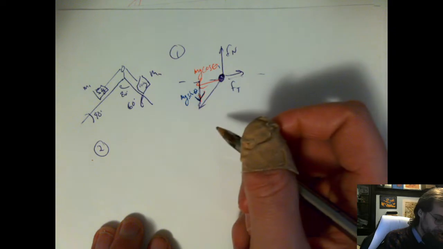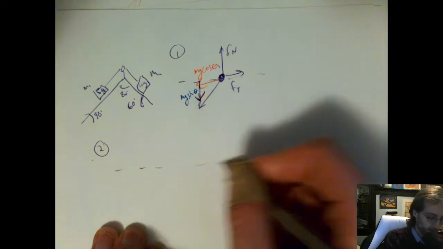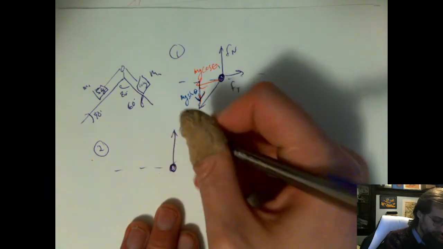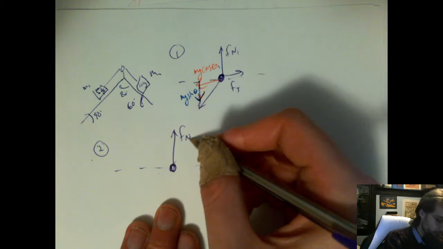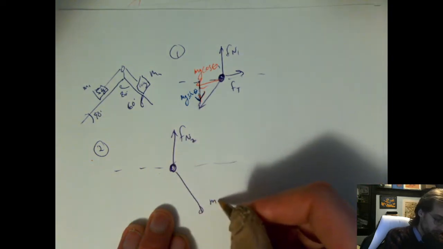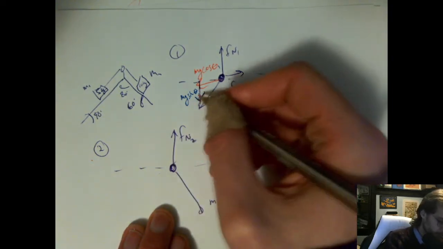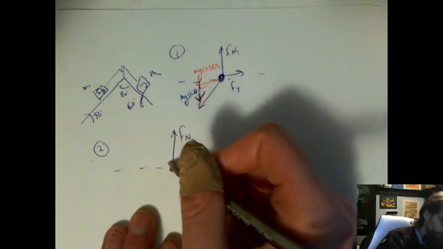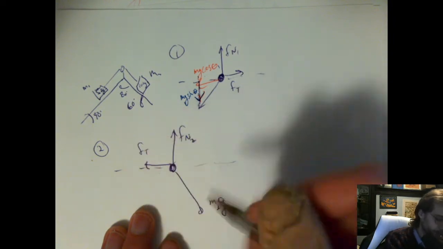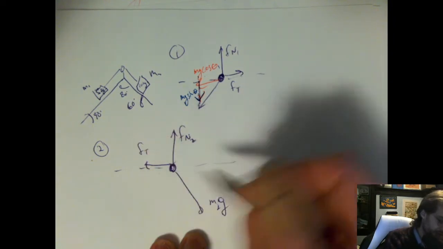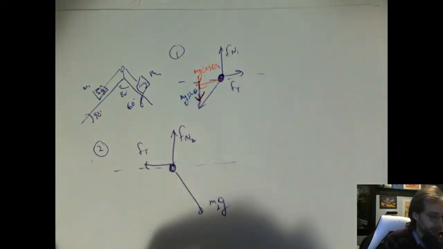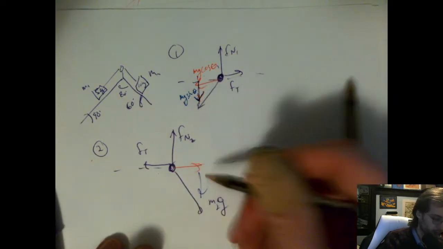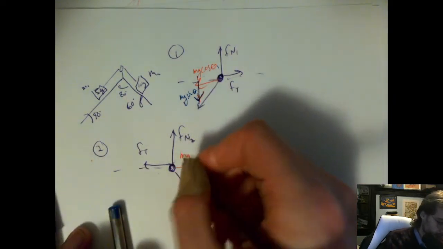For our second object, we've got our hill, we've got our dot, and we've got our normal force. This should be normal force 1. We've got our M2G with its own components. And we've also got the force of tension going to the left on this one. This is mg.